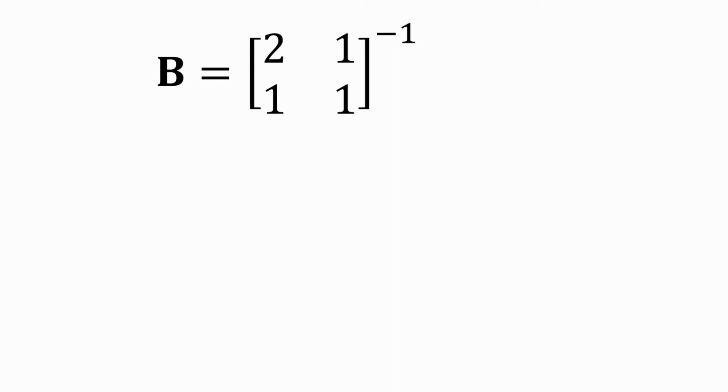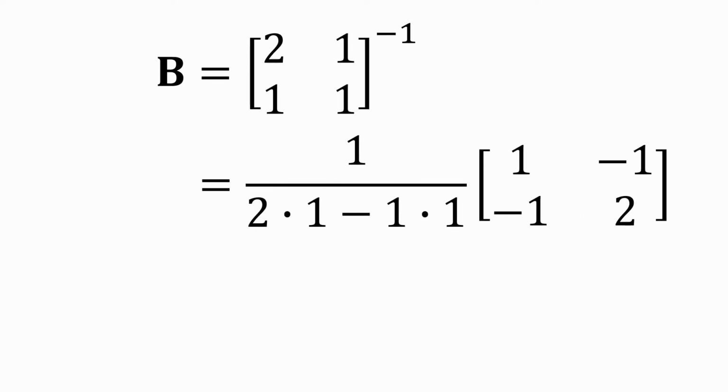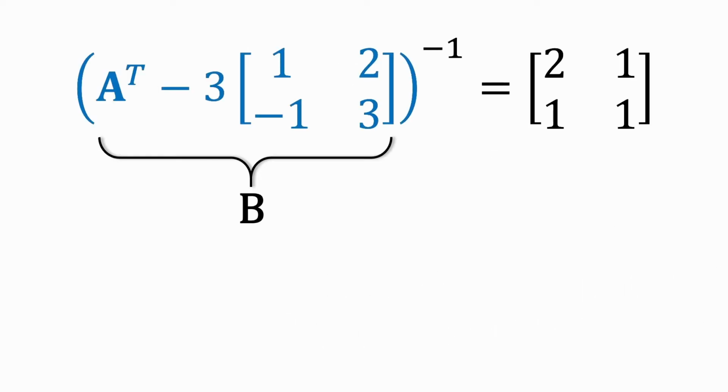Now we just plug in the values. The fraction in front simplifies nicely to 1, and we get the following value for B. So now we're back to where we started, but we no longer have to worry about the inverse. That's been taken care of. Now we just set the stuff in blue equal to B.